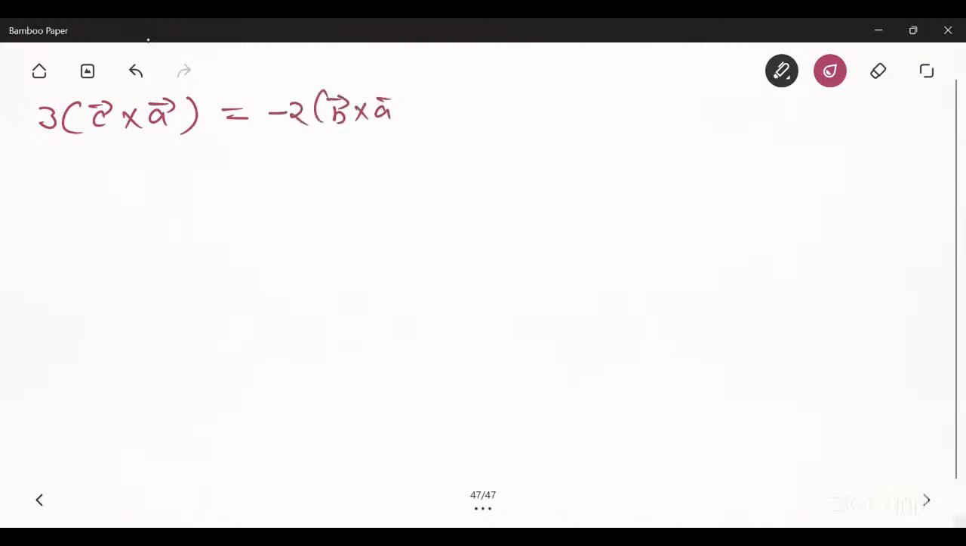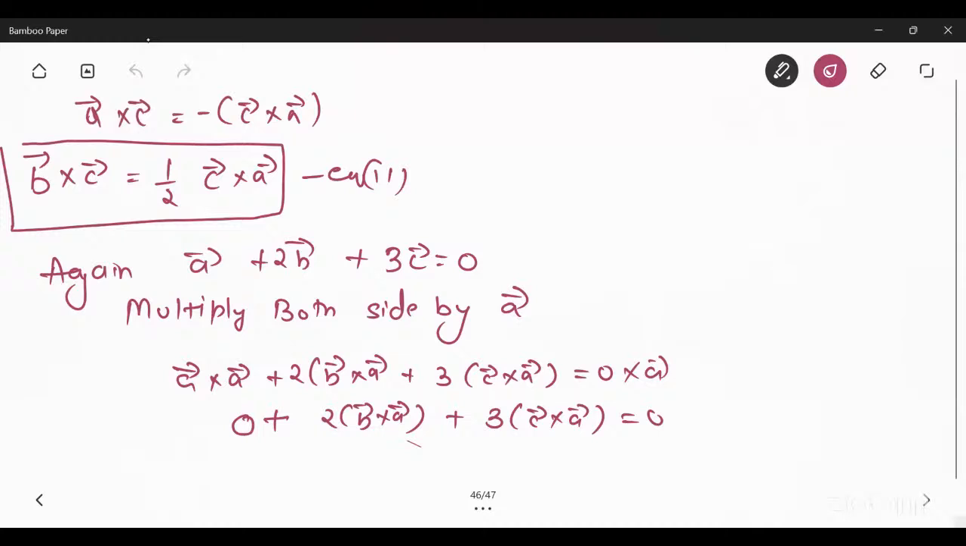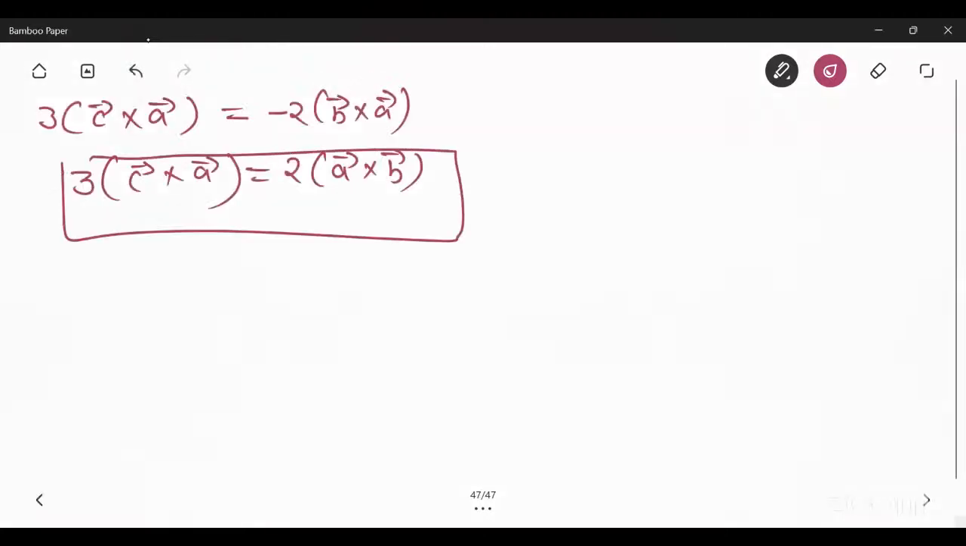Again, B cross A is minus of A cross B. So I can write it as 2 times A vector cross B vector is equal to 3 times C vector cross A vector. This is equation third.